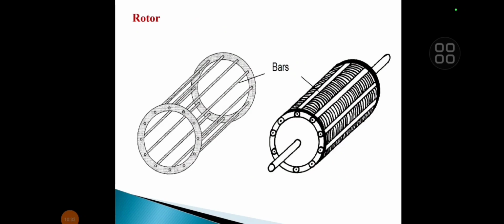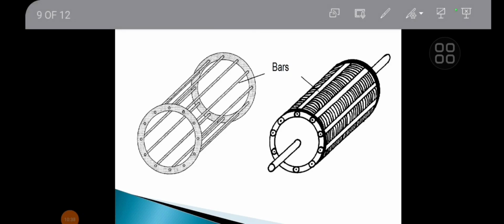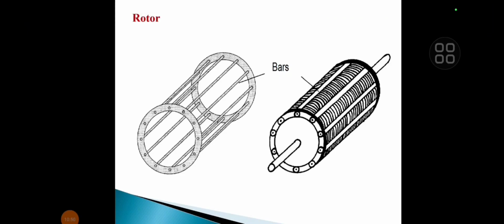This figure also shows the construction of the squirrel cage rotor. So these are the bars and end rings, and in those holes the bars are inserted, and these bars are short circuited from both sides to act as a short circuited secondary winding.